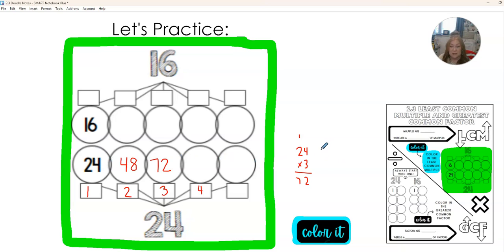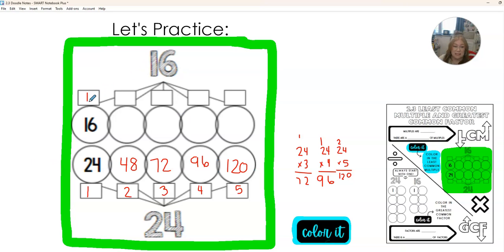Now we have 24 times 4. So 4, 8, 12, 16. 8 plus 1 is 9. So we're at 96. And then we're going to go to 5. Usually going to about 5 should give you what you need to solve the problem. So 24 times 5 is 120. So there's our multiples. It's like we're skip counting. We're multiplying by 24s.